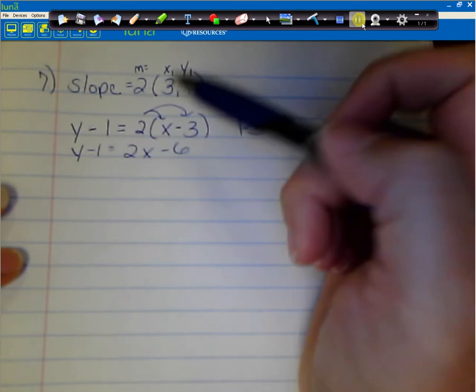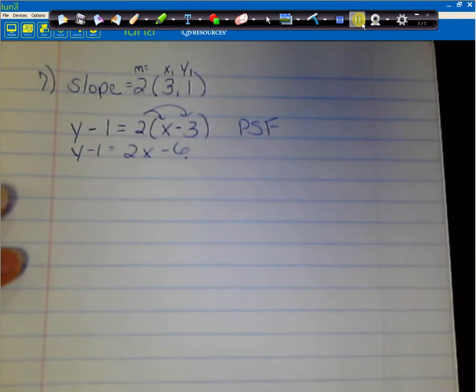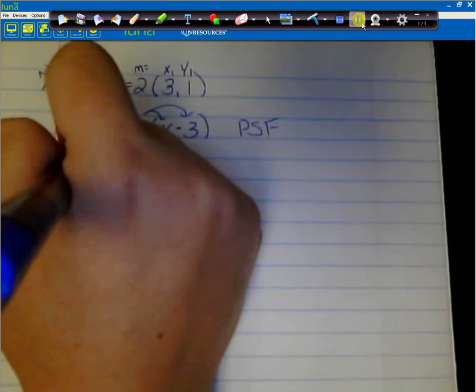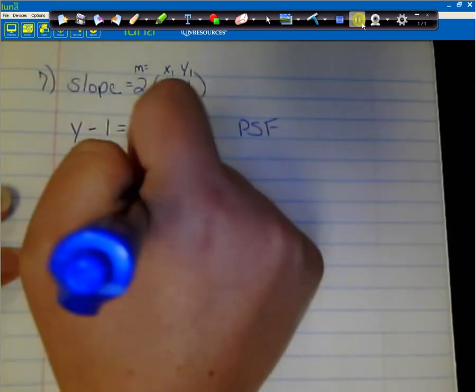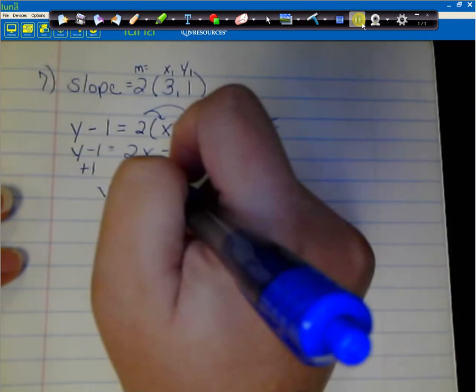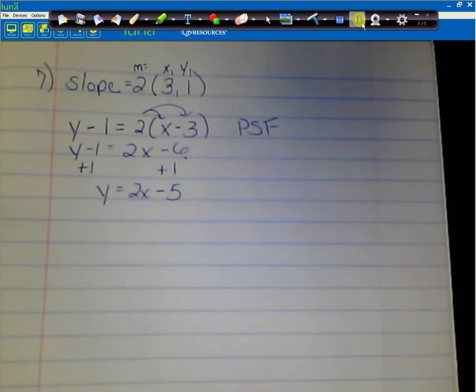Please make sure that you distribute all the way through. 2 times 3 here is 6. So make sure that you distribute to the 3 as well. Then I need to get the y by itself, so I'm going to move that 1. So I'm going to add the 1 to both sides, and I get y equals 2x, and then minus 5, because -6 plus 1 is 5.